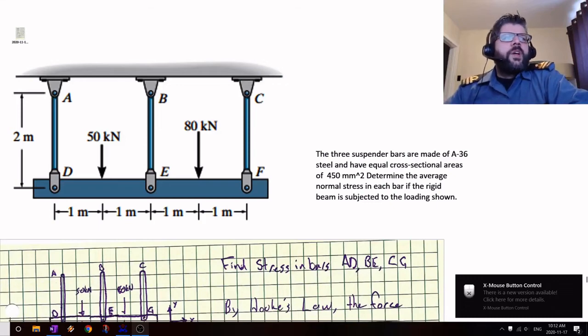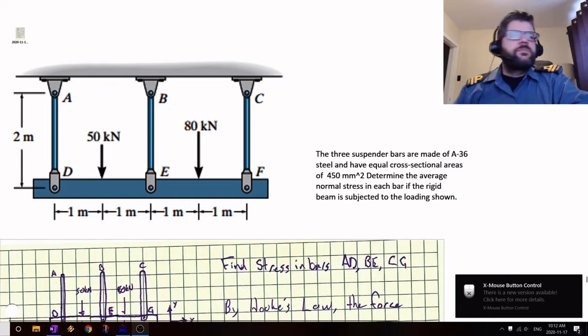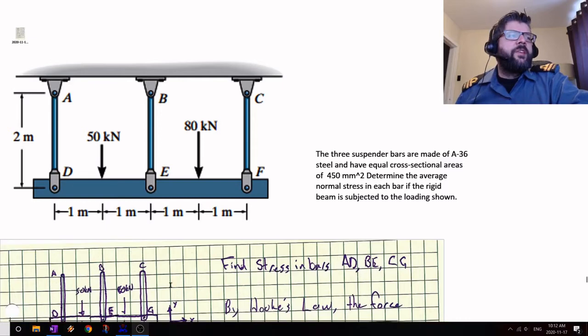Okay, so let's have a look at this one here. So we got this beam of some sort. We're treating it as rigid, and then it's suspended from these three bars. They're otherwise identical, so equal initial length, equal cross-sectional area, made of A3736 steel, and their cross-sectional area is 350 millimeters squared. So I want to figure out what the average stress is in each bar when it's loaded up.